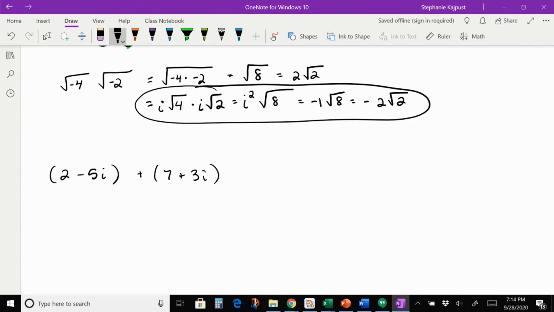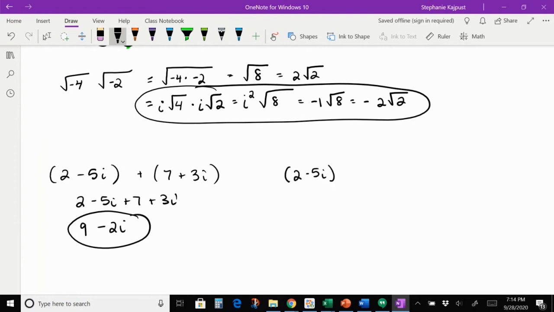So treat those i's just like they're variables. This is literally just 2 minus 5i plus 7 plus 3i. Add your like terms. 2 plus 7 is 9. Negative 5i plus 3i is negative 2i. That's your answer in complex number form. And it's the same thing if you were subtracting.